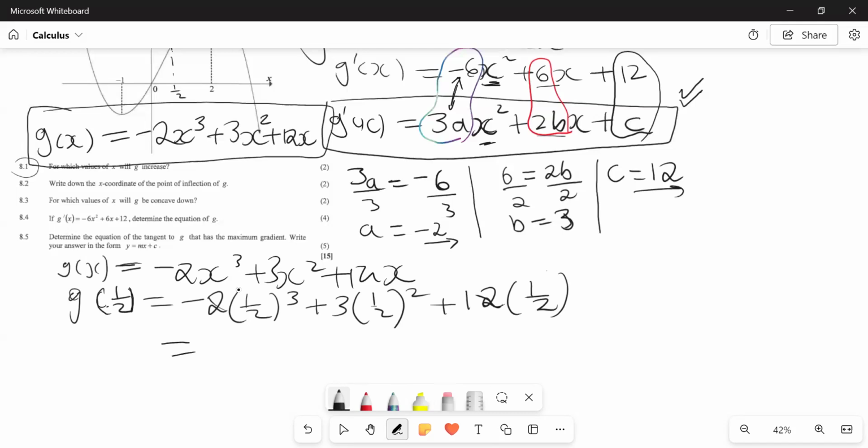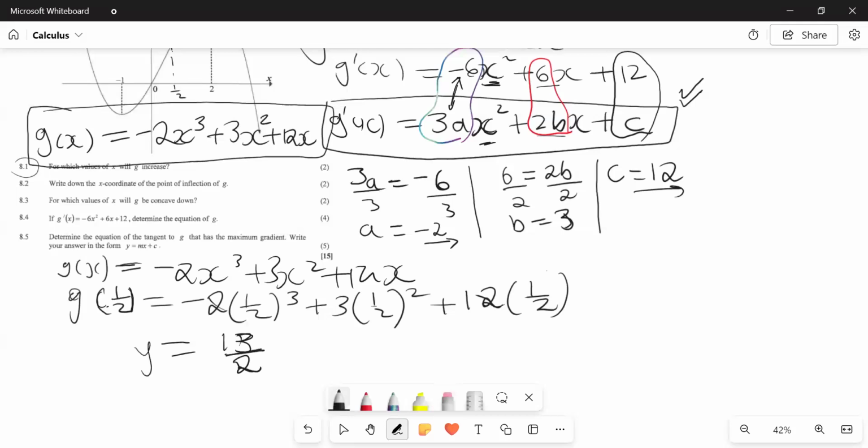-2 times (1/2) cubed plus 3 times (1/2) squared plus 12 times 1/2, and we get 13/2. So we get 13/2. Perfect.